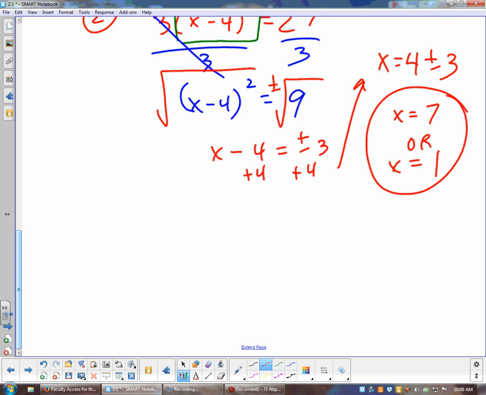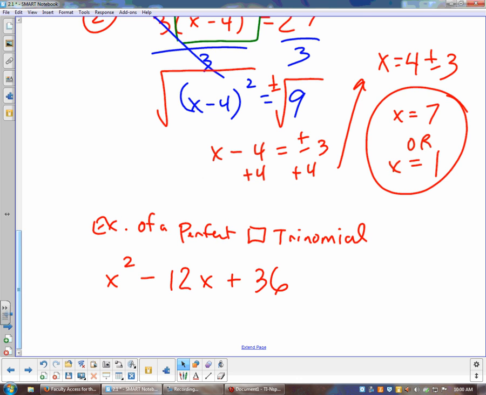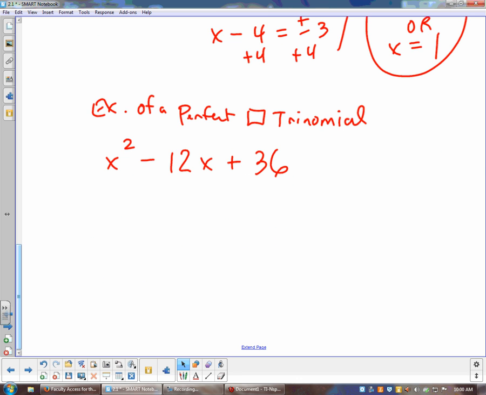Number 3. What needs to be added to the expression below to make a perfect square trinomial? Well, let's back up for a second. Let's say x squared minus 12x plus 36. This is an example of a perfect square trinomial. Why am I calling it a perfect square trinomial? Because it can be rewritten as a binomial squared.